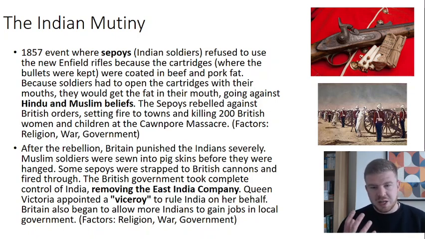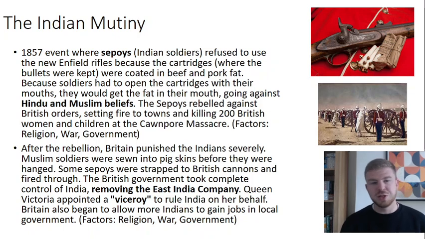This caused a huge rebellion where the sepoys were refusing to follow the British orders, led by a man called Mangal Pandey, who was the first to refuse to use the rifles. They set fire to towns, and at the Cawnpore massacre, 200 British women and children were killed as a protest against this decision by the British Army.